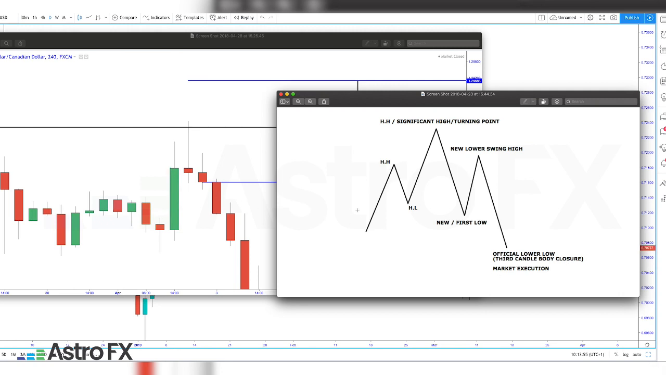So, recap, we get the market running up into the high right here. The pullback, the higher low, is the body. The open then pushes all the way into the high, then comes back to the low right here. Significant high turning point, new first low. The market pulls back into a right shoulder right here, new lower swing high there. Then the official lower low, 3rd candle body closure, market execution is there.